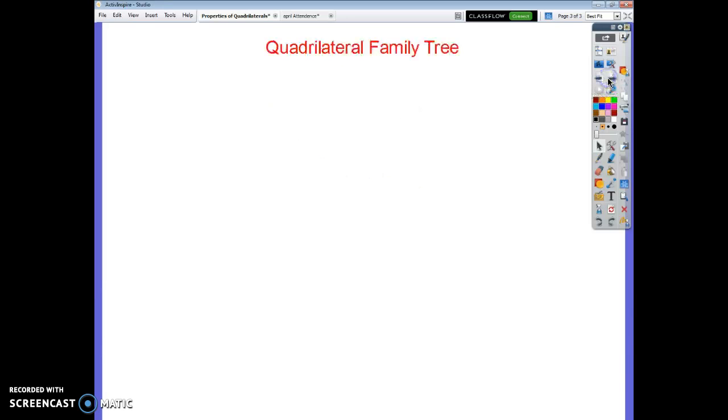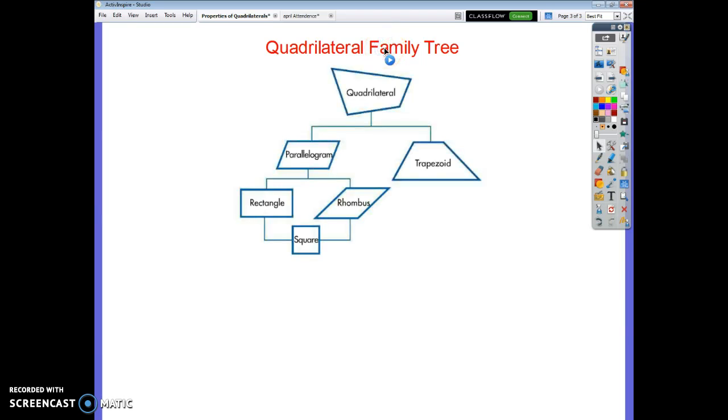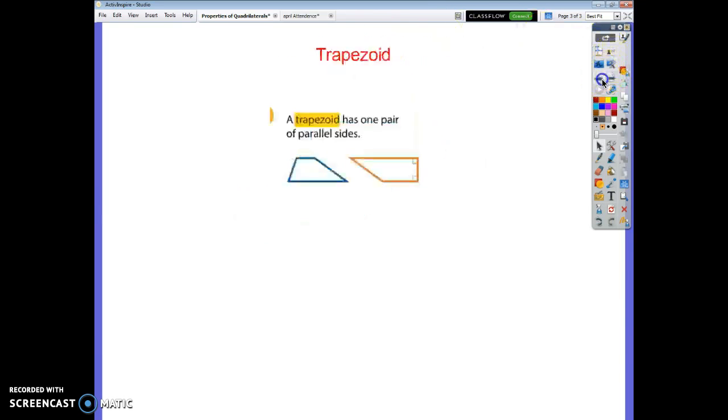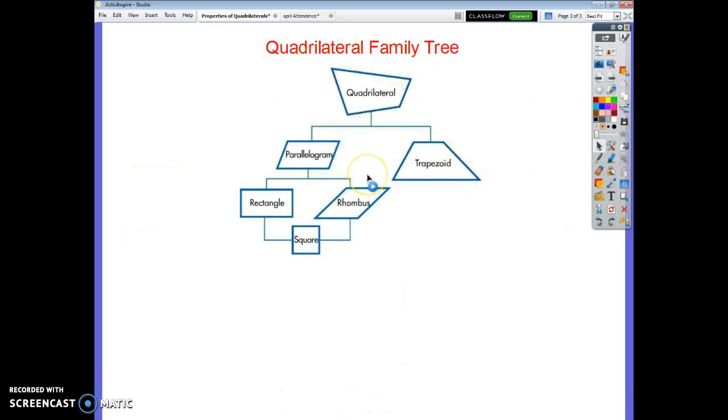Today we're going to look at a different way of classifying quadrilaterals. We're going to use what we call a family tree. The family tree basically looks like this. It takes all of the information from these two slides and puts it into a pretty nice, easy to read tree. So we have quadrilaterals at the top. Basically, quadrilaterals get broken up into parallelograms and trapezoids.